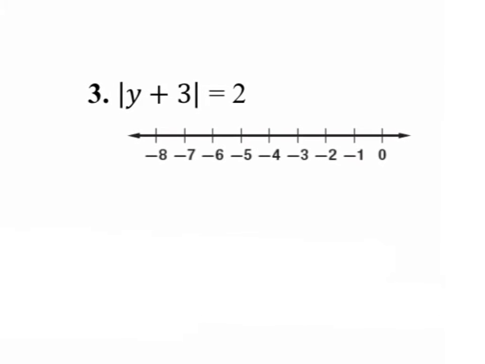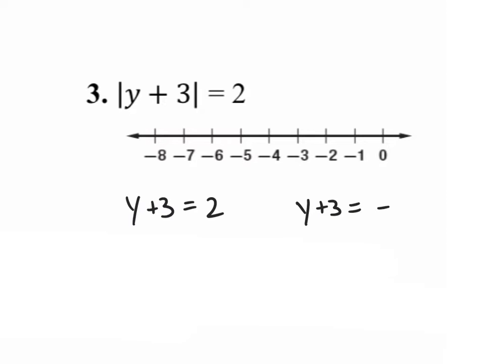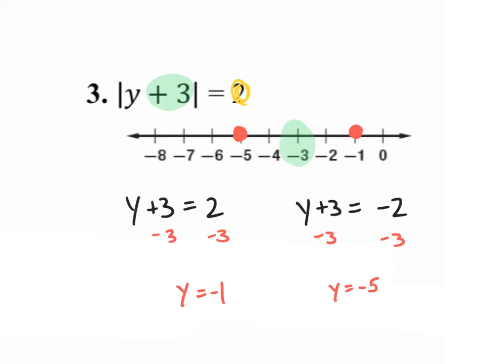Here we have y plus 3 is equal to 2. So when I go to set this one up, we have y plus 3 is equal to a positive 2, and y plus 3 is equal to a -2, because I needed both the positive and negative version of that 2. And then we'll solve. And we'll do that and get that y is equal to -1, y is equal to -5. And when I plot those, you will in fact see that the number that's in the middle is a -3, which is the opposite of the number you see there in the absolute value.